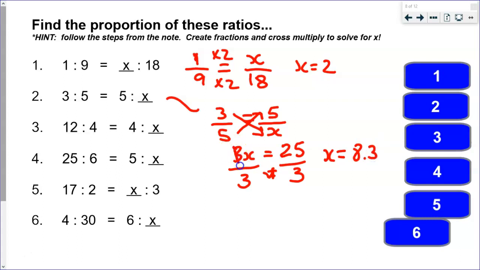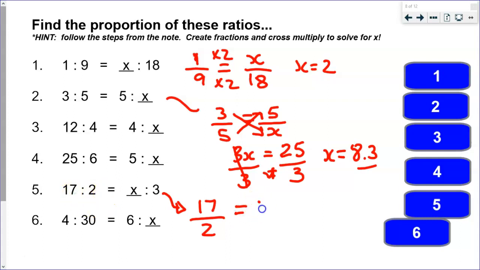Right? 3 divided by 3 is 1. 25 divided by 3 is 8.3. This gets x all alone. That's the variable we want to find, that unknown. And it's 8.3 actually. I'm going to do one more just because these are a little bit different. And I like the cross multiplication method because that's getting us onward to our algebra unit, which will be coming up.